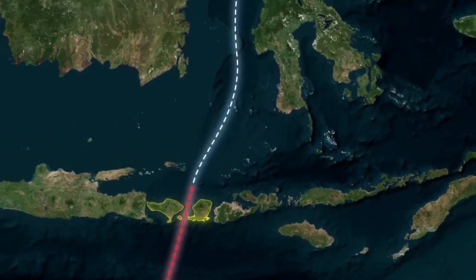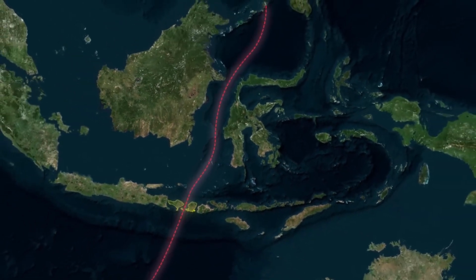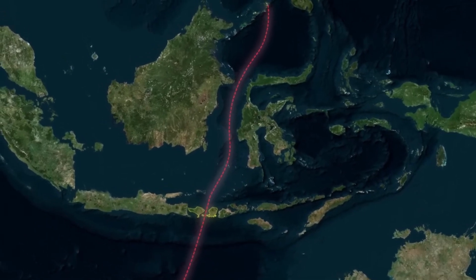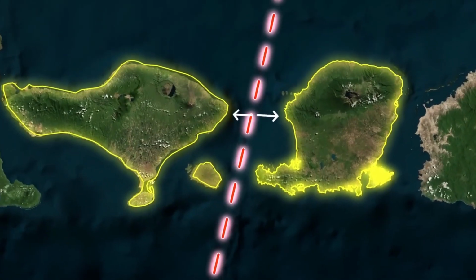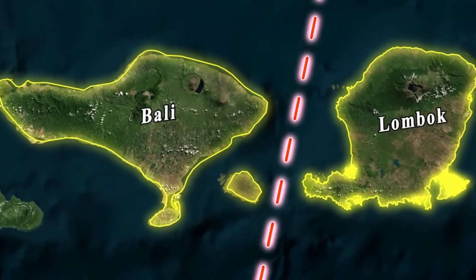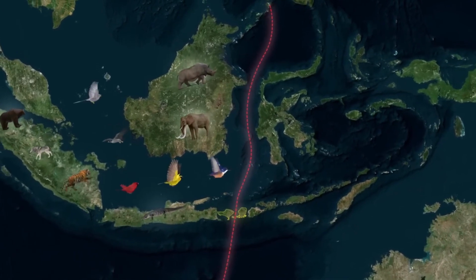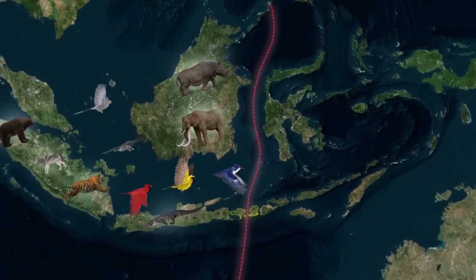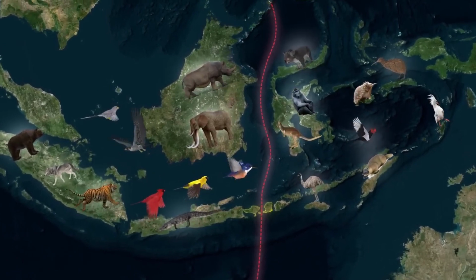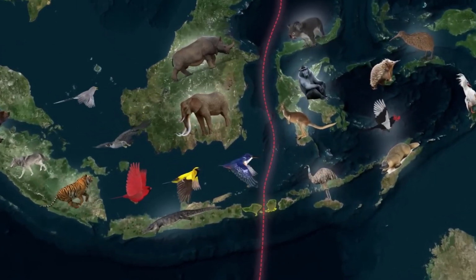So, what exactly is the Wallace Line? Well, in simple terms, the Wallace Line is an invisible boundary that separates the fauna of Asia from that of Australasia. It runs through the islands of Indonesia, between Borneo and Sulawesi in the north, and Bali and Lombok in the south. On one side of this line, you're going to find the typical wildlife of Asia. Think tigers, elephants, and rhinoceroses. But on the other side, in Australasia, you'll find kangaroos, cassowaries, and other species unique to that region.